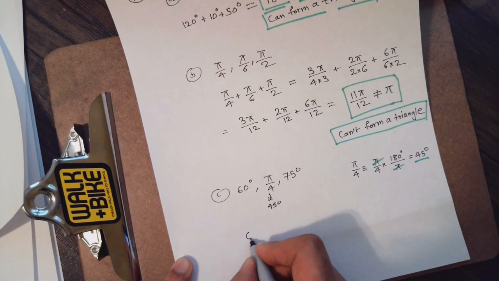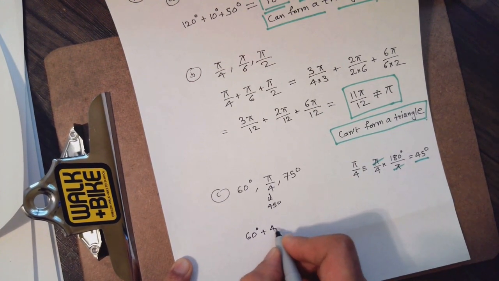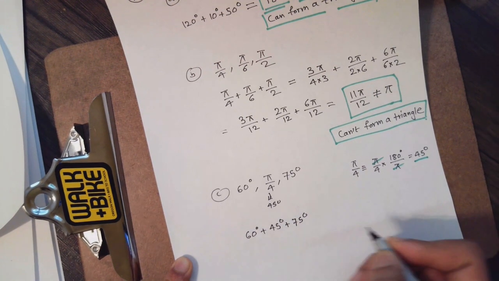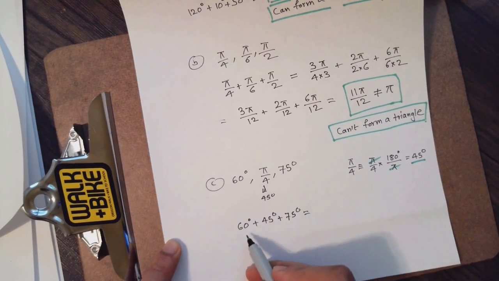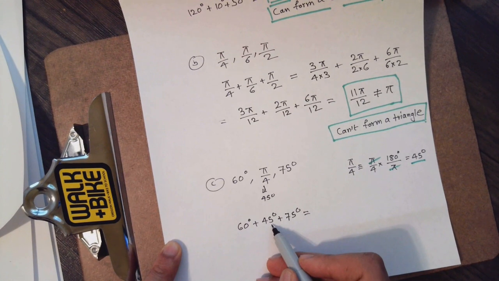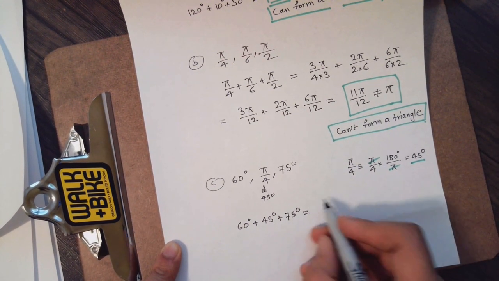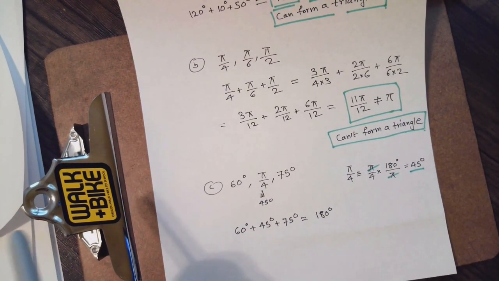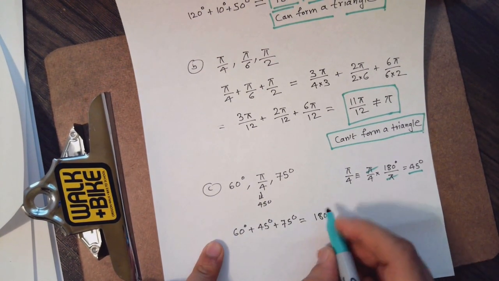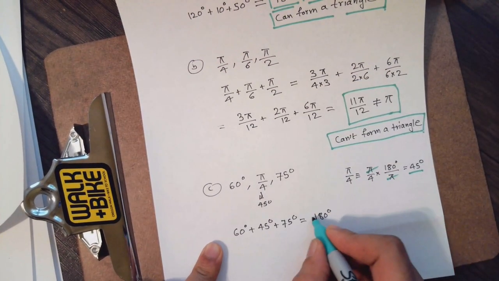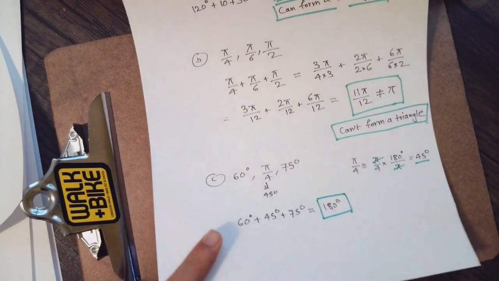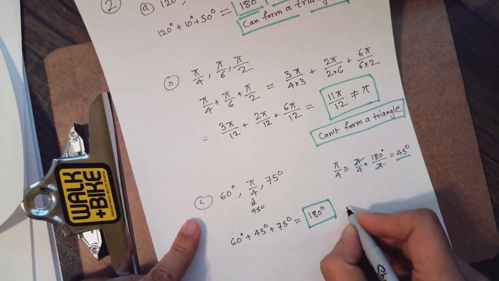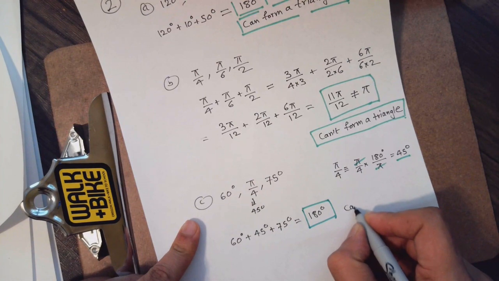So let's add those up then, 60 degree plus 45 degree plus 75 degree. Is what? 60 plus 45 is 105. 105 plus 75 is 180. Okay, again, if you don't trust me, use a calculator and verify it yourself. You should do all of these yourself anyway, by the way. You need to practice yourself to be able to do it. So yes, they can definitely form a triangle.